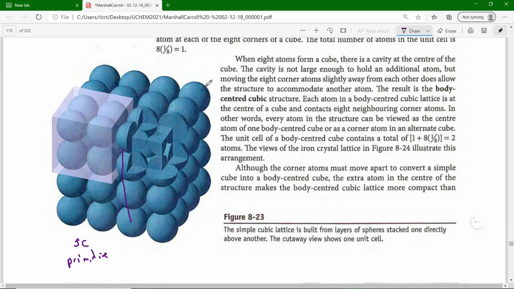Okay, so now that was the simple cubic. Now if I can get 1 atom inside here, I get what's called the body-centered cubic, or BCC. Each atom in a body-centered cubic lattice is at the center of a cube and contacts 8 neighboring atoms. In other words, every atom in the structure can be viewed as the center atom of one body-centered cube, or has a corner atom in an alternate cube.